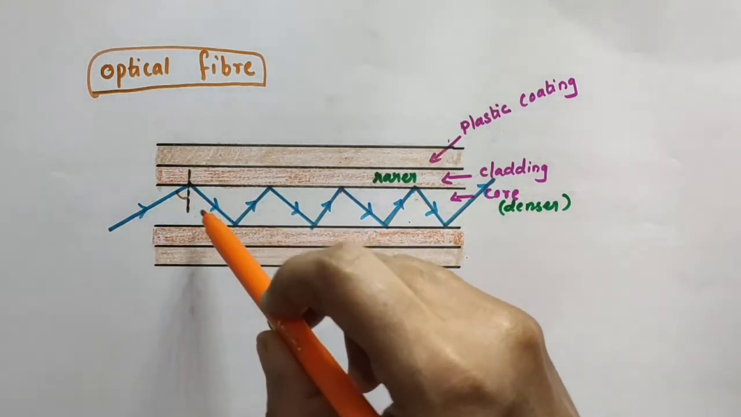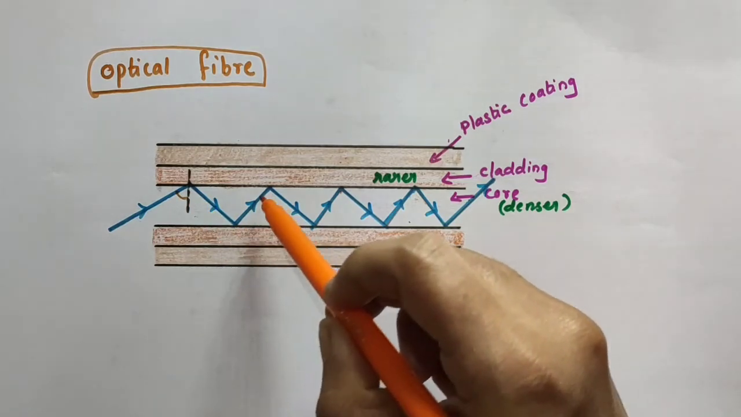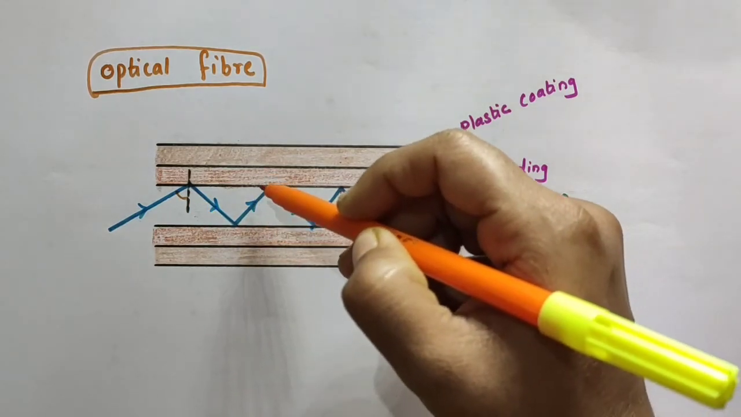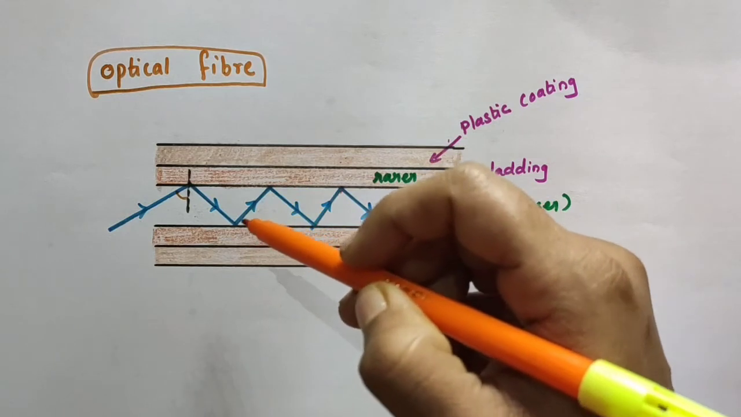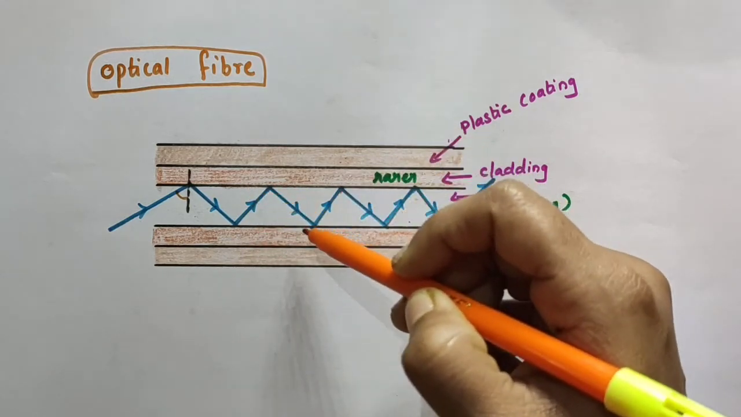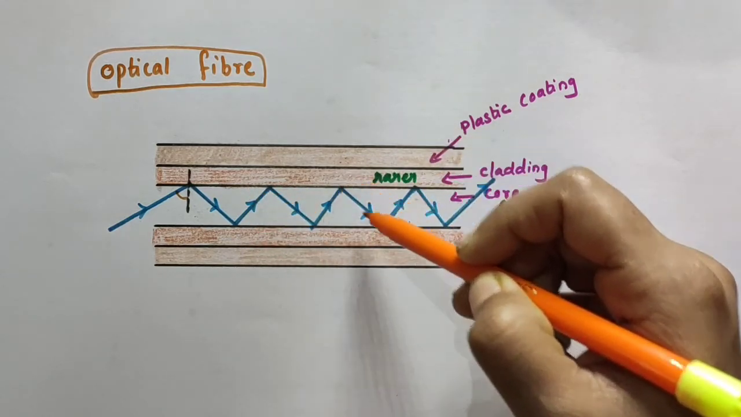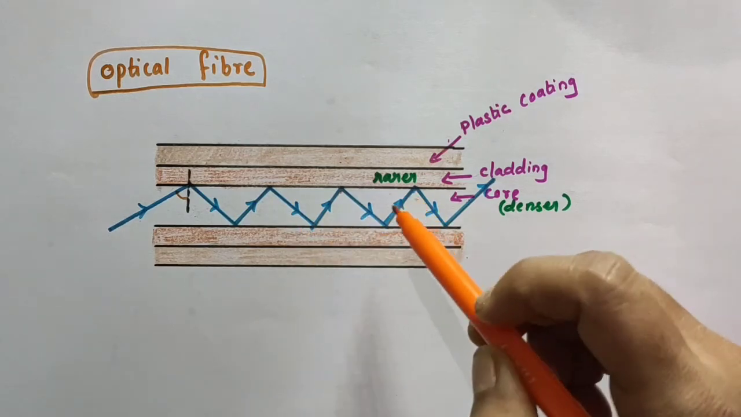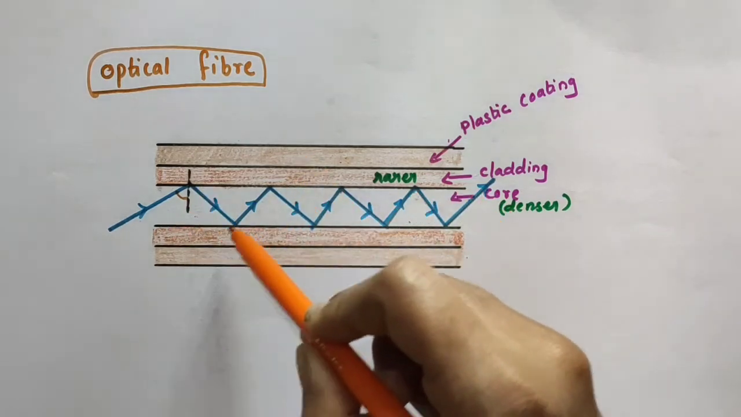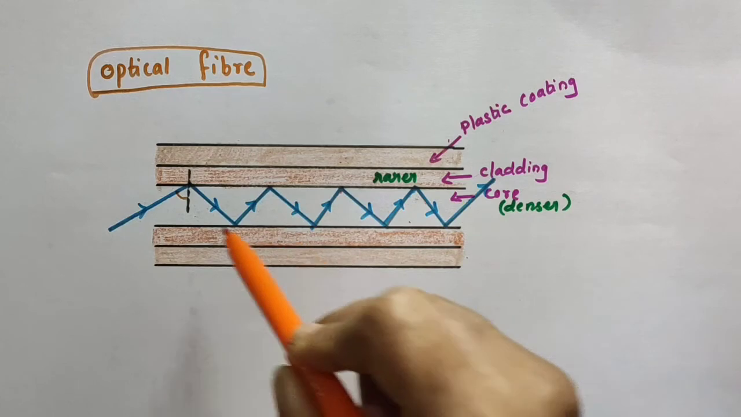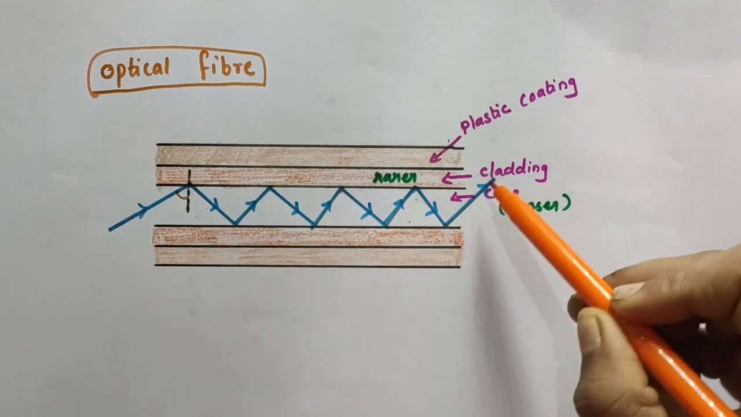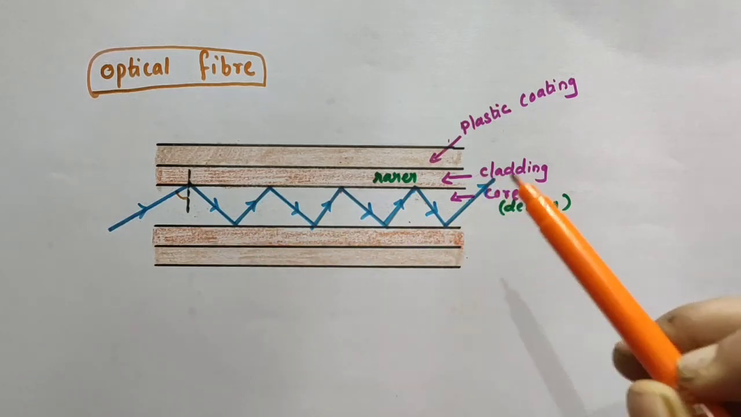It gets reflected back. Again total internal reflection takes place, and again it reflects back. In this way the transmission of light occurs through the core and finally comes out at the other end.